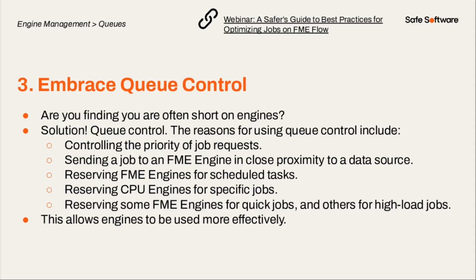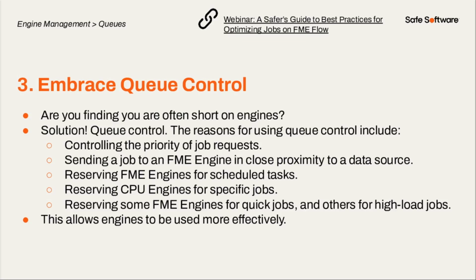And then finally, you can look at embracing queue control. So this is when you're finding you're just often short on your engine time. Maybe you have some quick running jobs that you need to process right away, but the engine is being used by these long running high load jobs. There's something you can do here. You could look at controlling how jobs are sent to your engines. You could look at setting a higher priority for those quick running jobs.